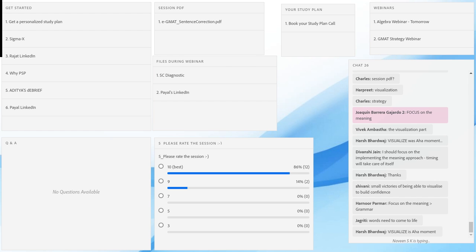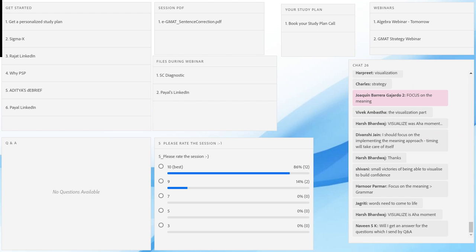Absolutely, Harnoor. And the way to think about this is, think of yourself in the past when you have built a new skill. Okay, how did you go about doing that? This is about the same.